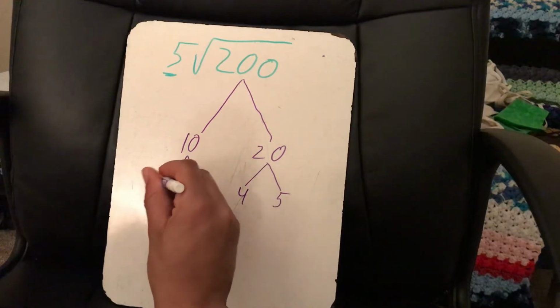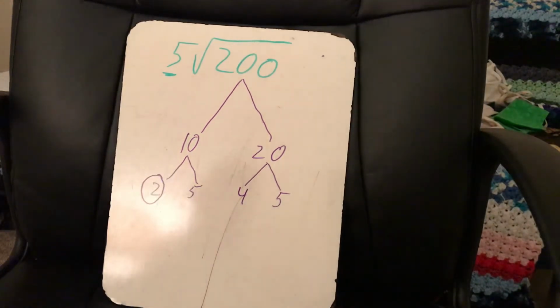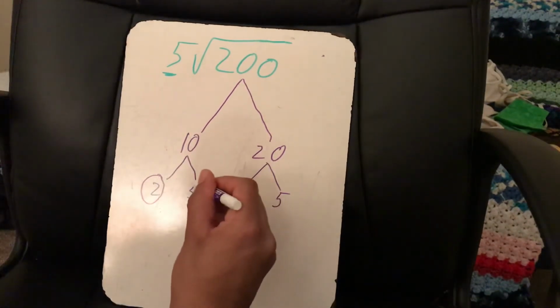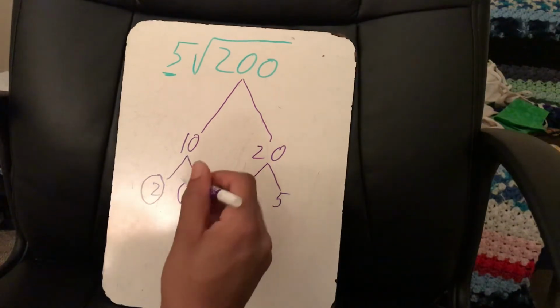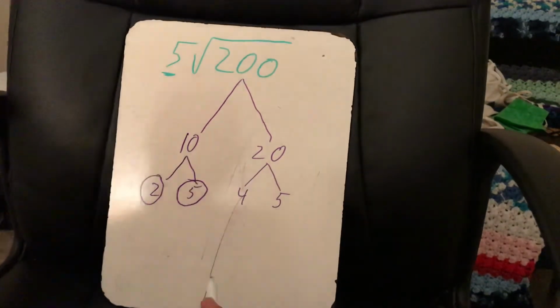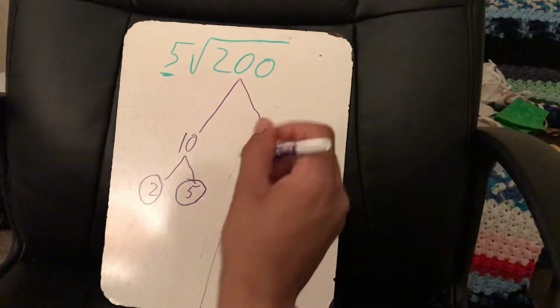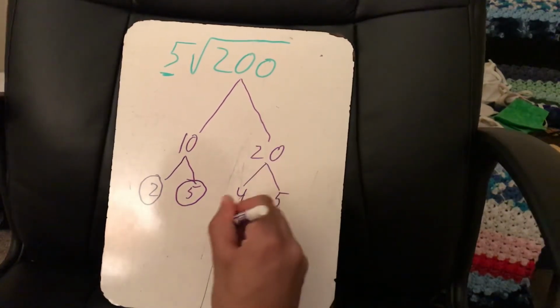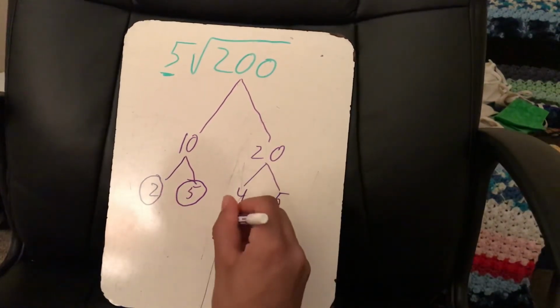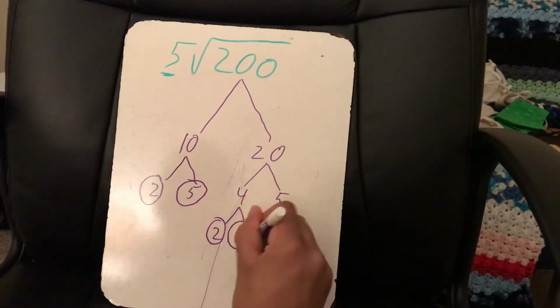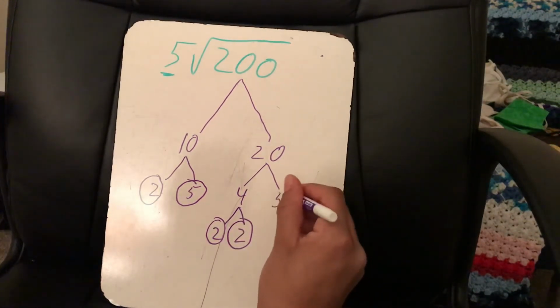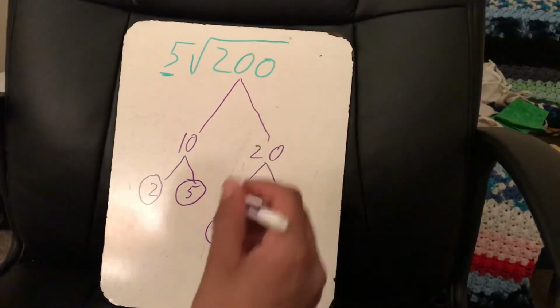Is 2 prime? Yes. Its only factors are 1 and itself. Is 5 prime? Yes, its only factors are 1 and itself. What about 4? 4 can be factored into 2 times 2. And we know that 2 is prime. And we know that 5 is prime because we circled it already.